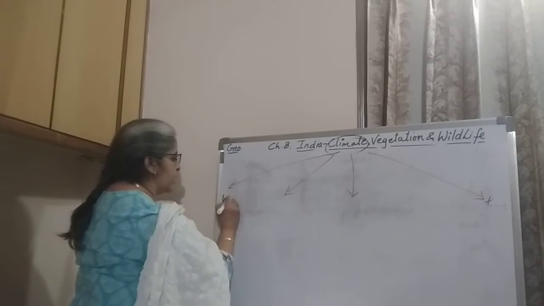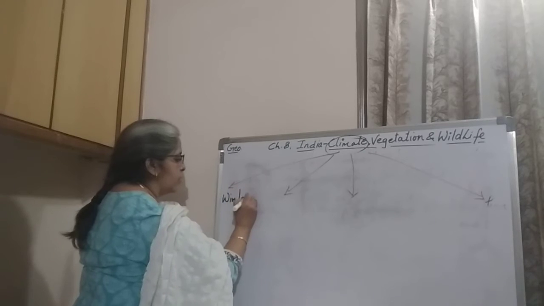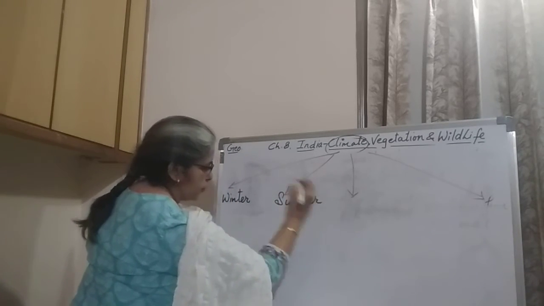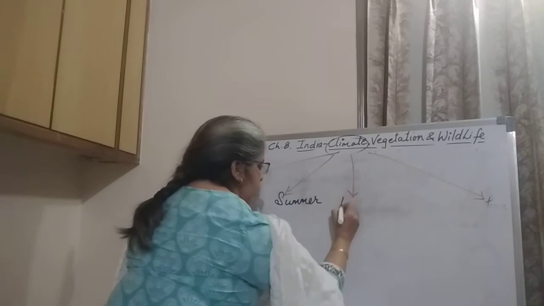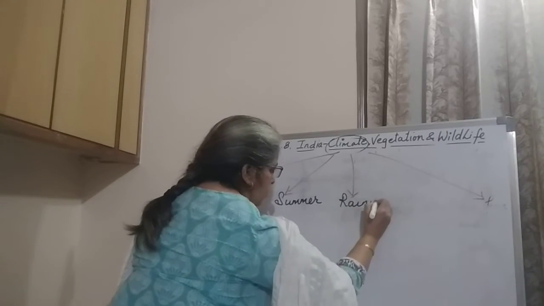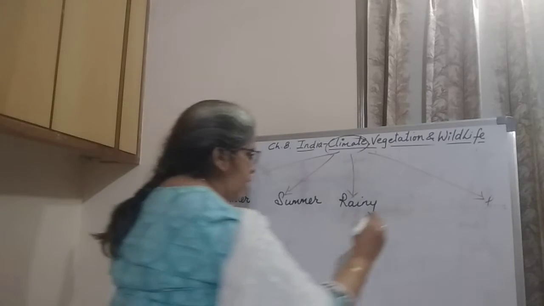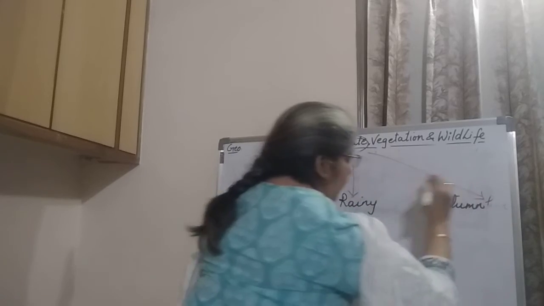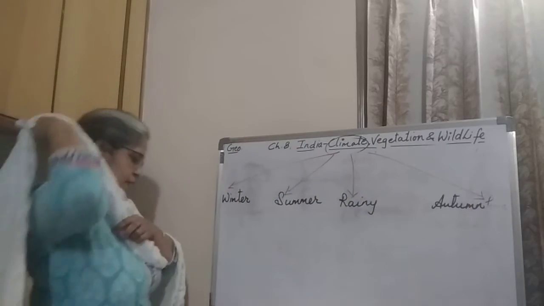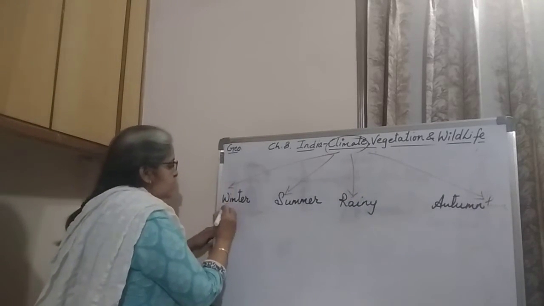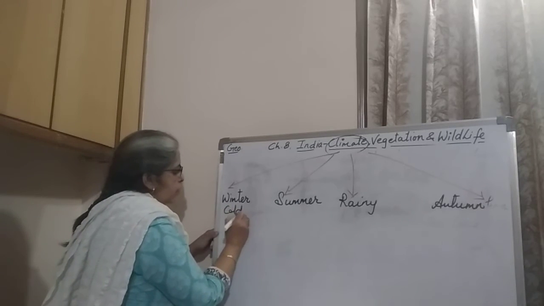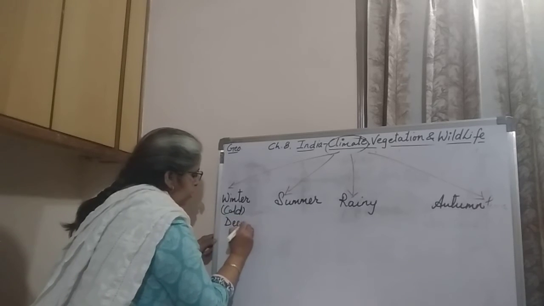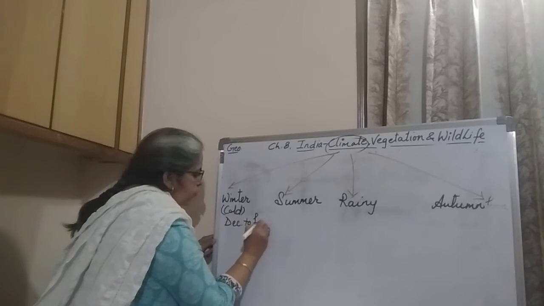Number 1, winter, summer, then rainy, or you can say monsoon season, rainy season. Then we are having the autumn season. And the months are also divided with that. Winter means very cold weather. Months are from December to February.